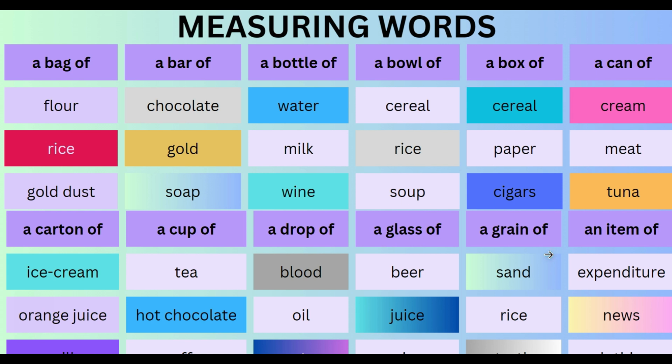A grain of sand. So these things can be measured in small units like grain, a grain of sand, a grain of rice, a grain of truth. But truth, you see, is an abstract noun, but when we want to say that there is no truth in that, we say there is not a grain of truth in what he says. Like that we can say an item of expenditure, an item of news, an item of clothing.